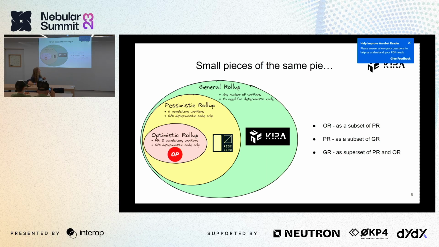So an optimistic rollup is a type of pessimistic rollup. But at the same time, we can say a pessimistic rollup may be a subset of something bigger, maybe a subset of some general rollup in which we don't know; there can be a number of verifiers, and the code for verification doesn't have to be deterministic. In the case of pessimistic and optimistic rollups, we have a very predictable way in which we verify that the application arrived at a state that makes sense.